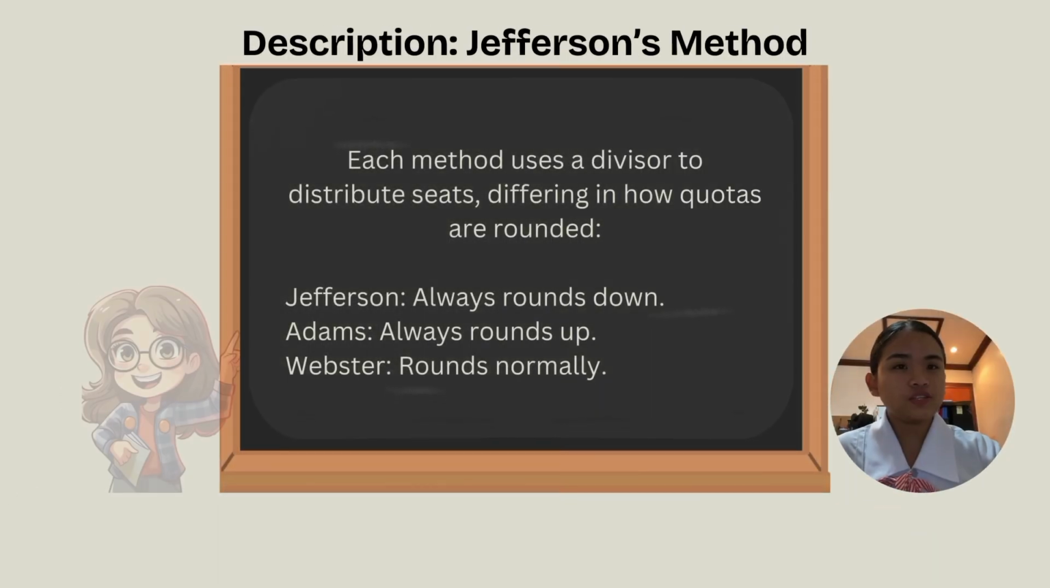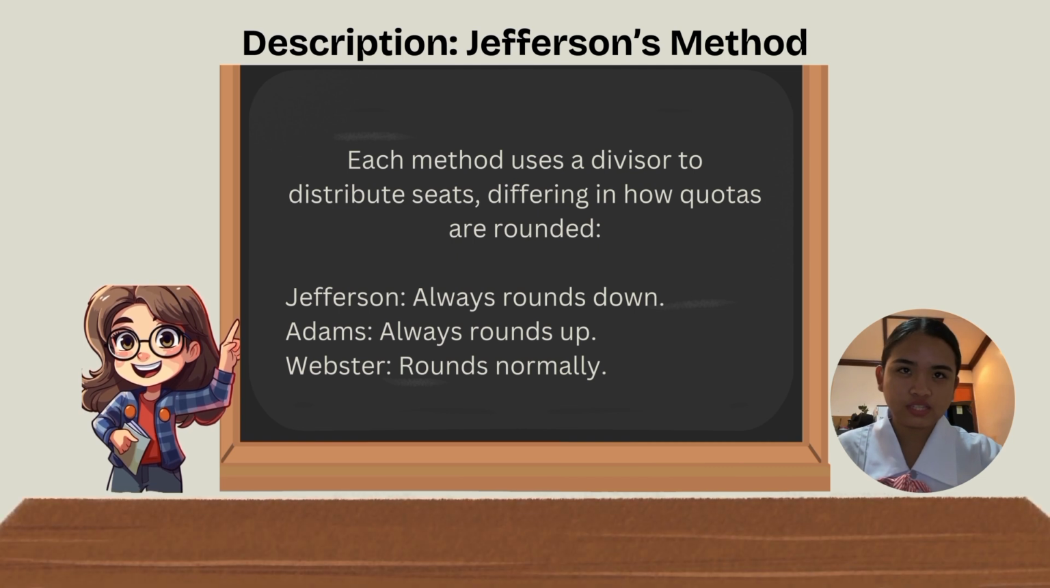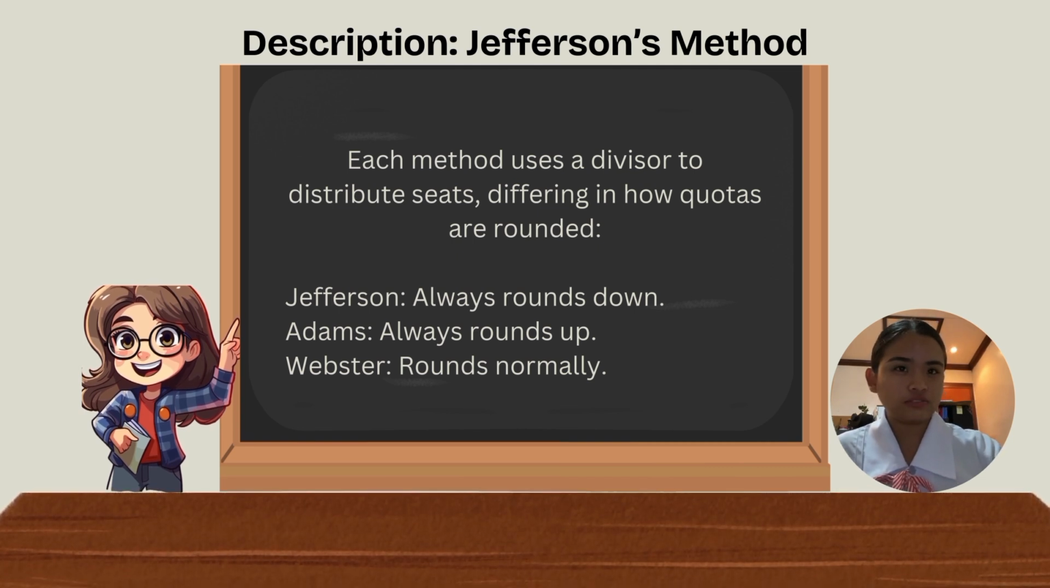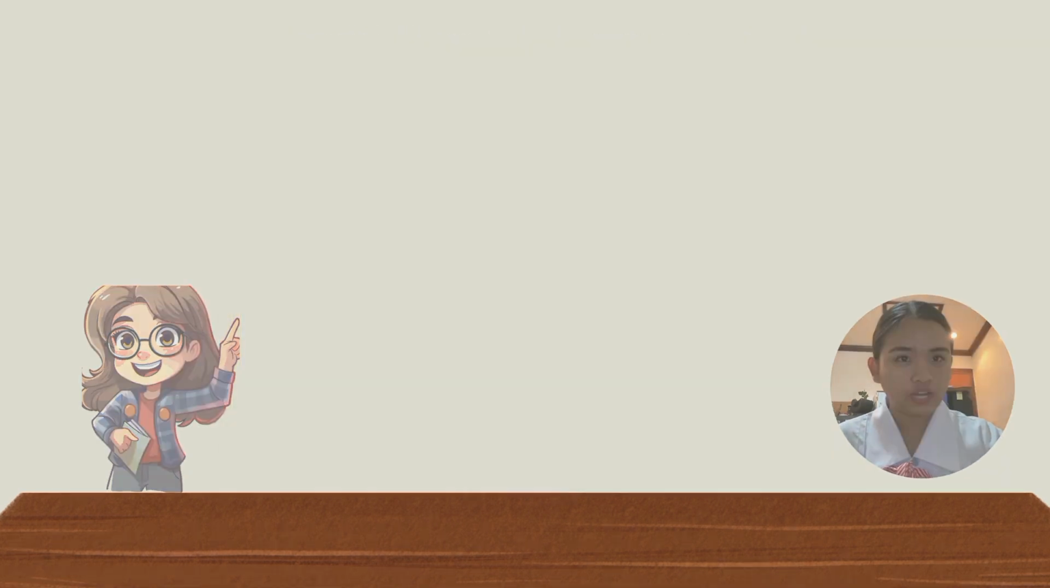So each method uses a divisor to distribute seats, differing on how quotas are rounded. If you use Jefferson's method, you always round down, and if you use Adams' method, you always round up. And if you use Webster's method, you round normally, up or down.